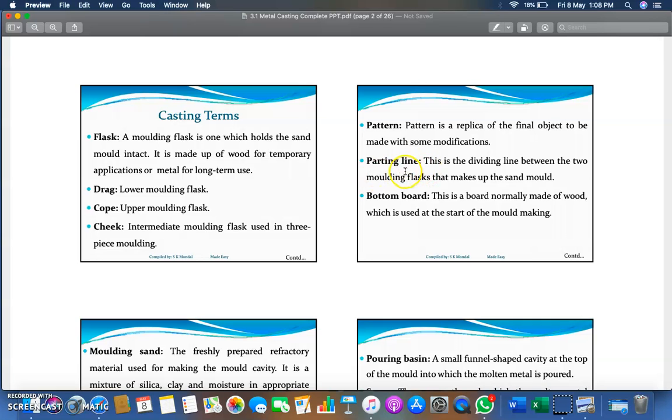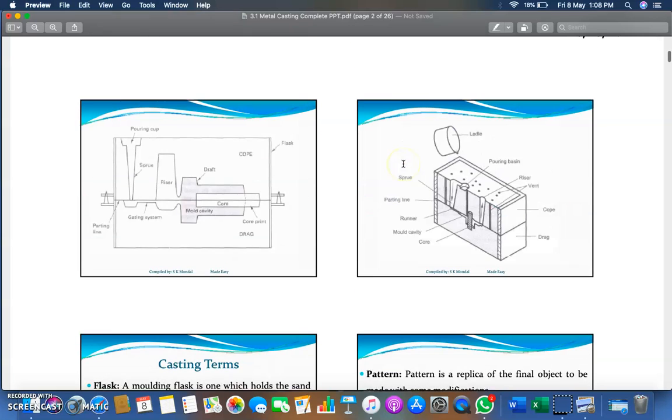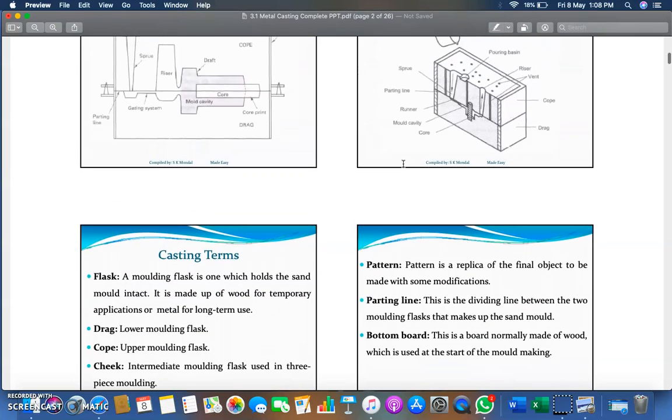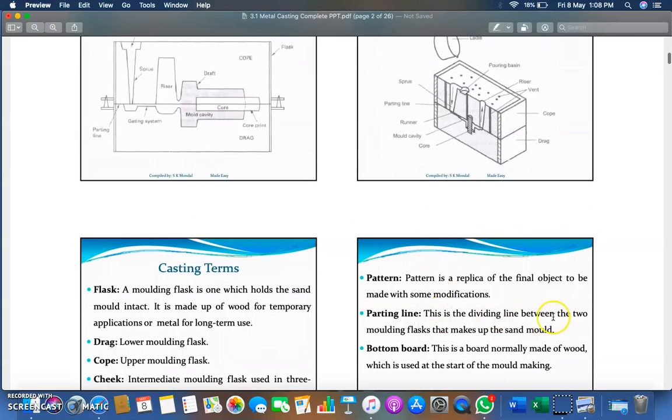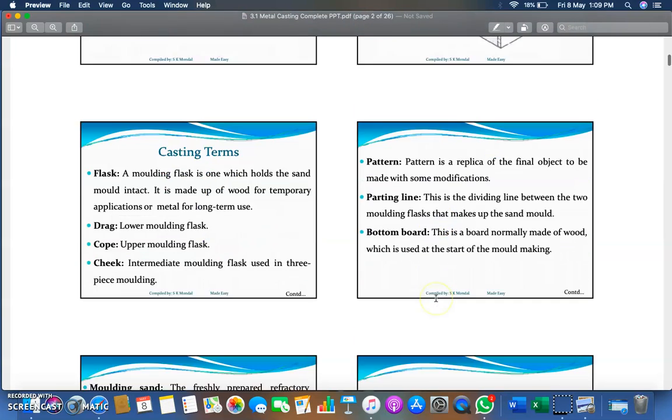Parting line. That is the center line which I have depicted here in this diagram. The parting line is the dividing line between the two mold flasks that make up the mold sand. Okay. Bottom board, this is a board normally used at the start of mold making. So in this way you can use this whole diagram, or these casting terms, to realize your things.